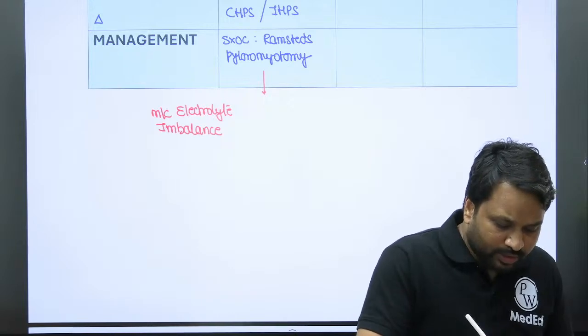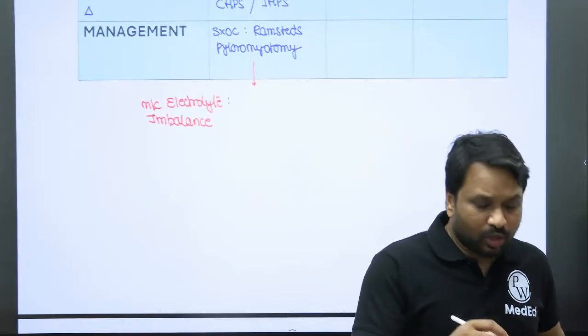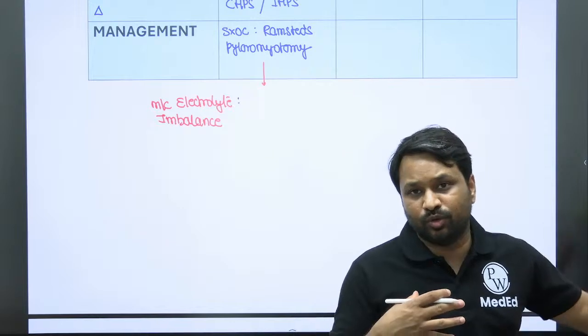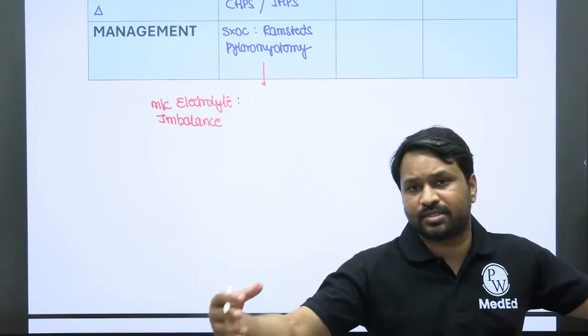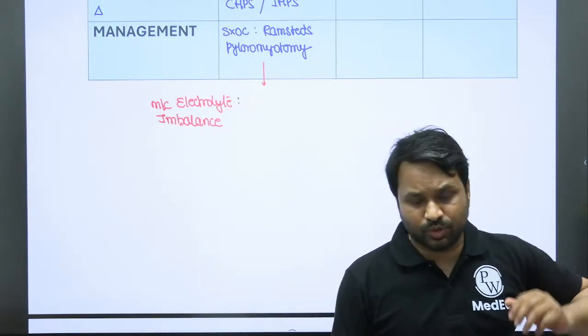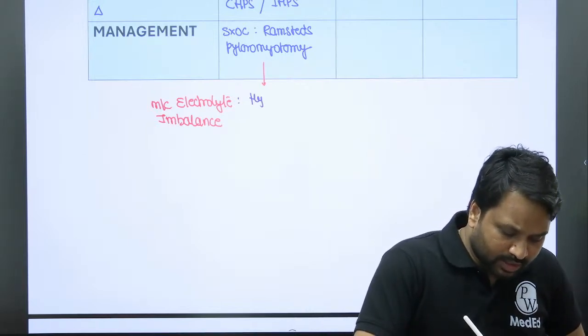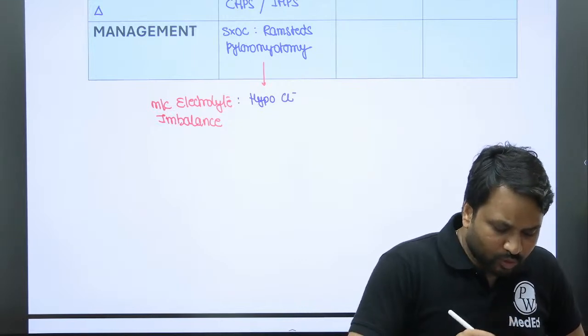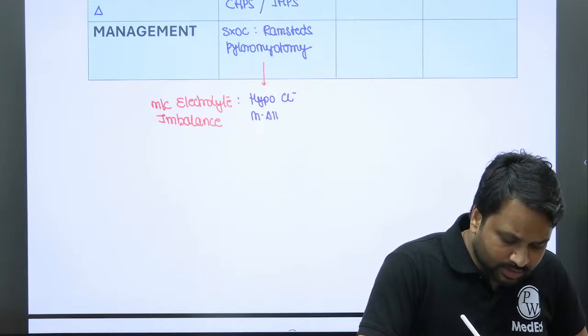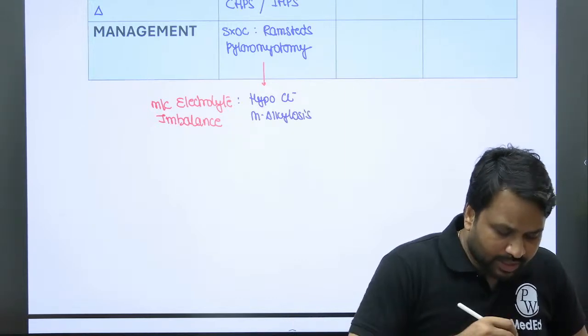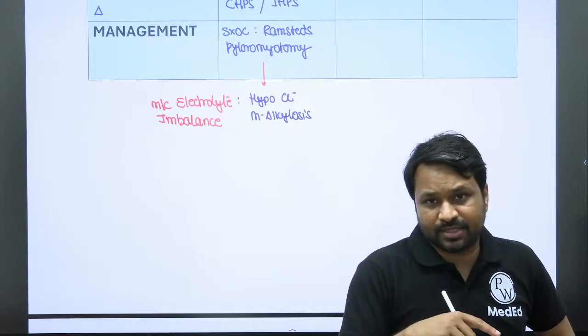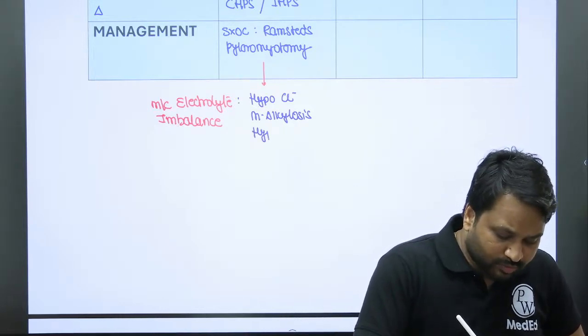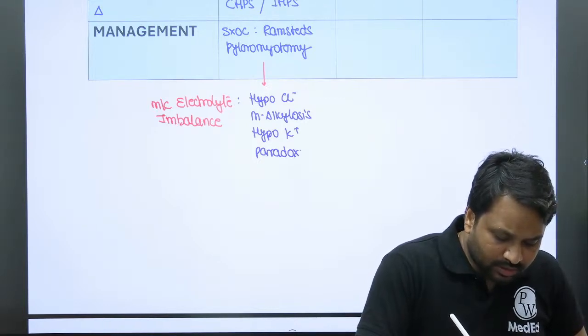Now, the most common electrolyte imbalance that you can see here: because of excessive vomiting, the patient is going to lose the gastric content, which is rich in hydrochloric acid, along with water, along with sodium. So loss of chloride will result in hypochloremia. There's hypochloremia. Excessive proton loss will result in metabolic alkalosis. There is metabolic alkalosis. To compensate, the RAS system is going to kick in, which will cause excessive loss of potassium. There is hypokalemia. Along with that, there is paradoxical aciduria.